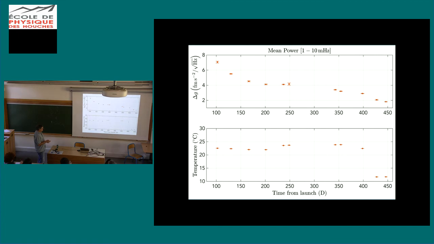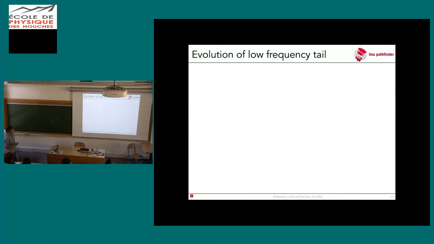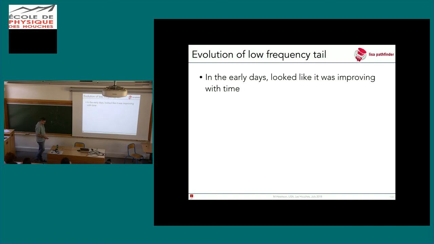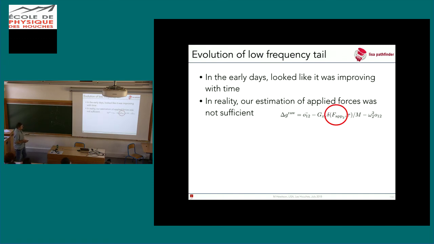First of all, some other equipment was switched on, the temperature went up, and then we lowered the temperature by turning off some heaters, and so we were able to lower the pressure around the test masses and reduce that noise. This low frequency tail looked like it was improving. I just showed you that results plot across the whole mission. It looks like it's improving, and that confused us a lot in the early days.